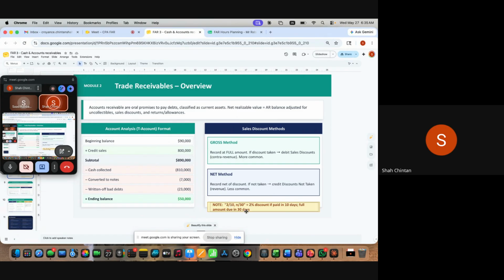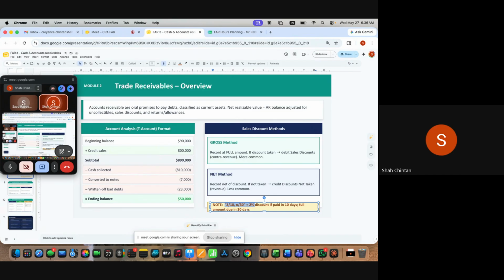If I say 2 by 10 net 30 is equal to 2%, what is the interpretation of this particular statement? Our terms are 30 days, and if they pay within 10 days, they get a 2% discount. Exactly, perfect. So 2 by 10 net 30 means your standard payment terms are 30 days, but we offer you a 2% discount if you pay within the 10 day period.